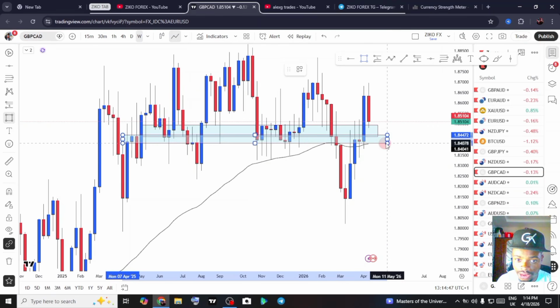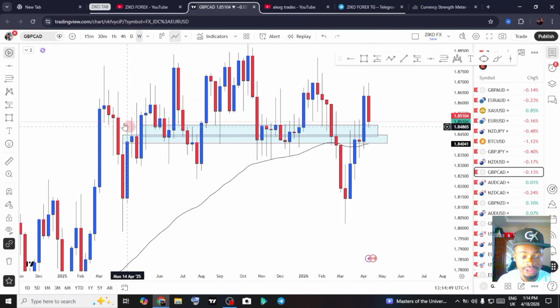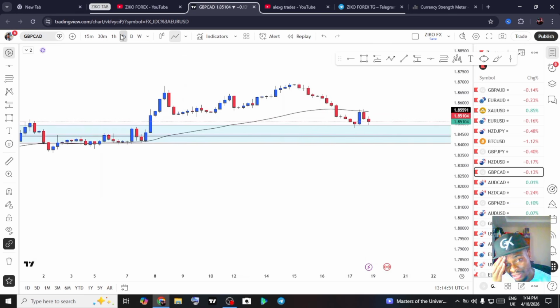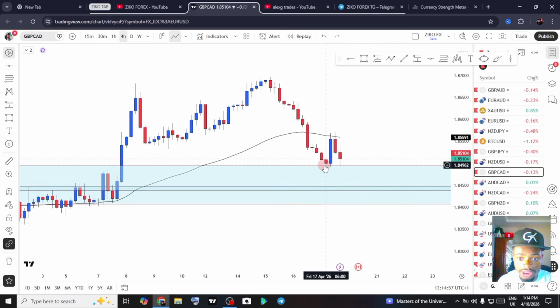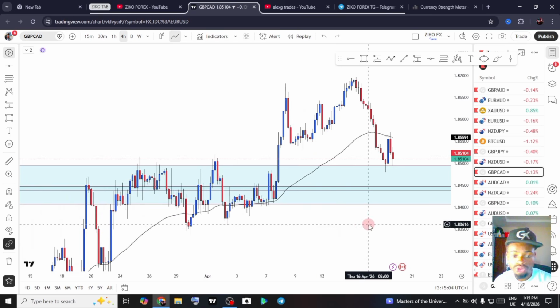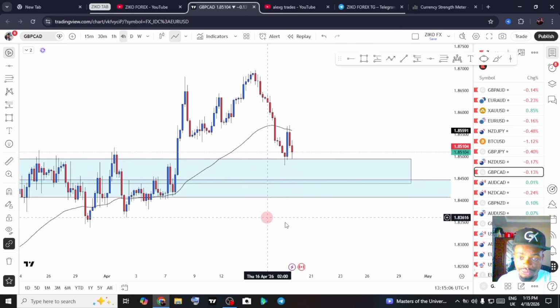So I'll just draw it. I'll look for the best one to use, right? 4 hour time frame. Let us see what the market structure is doing. So market structure on the 4 hour time frame, it's actually bearish, right?